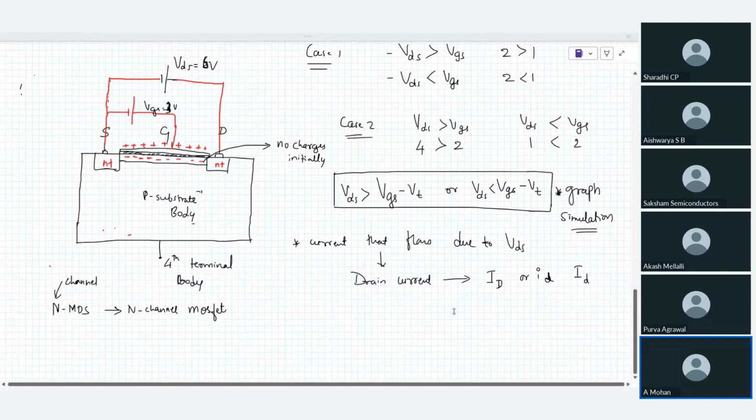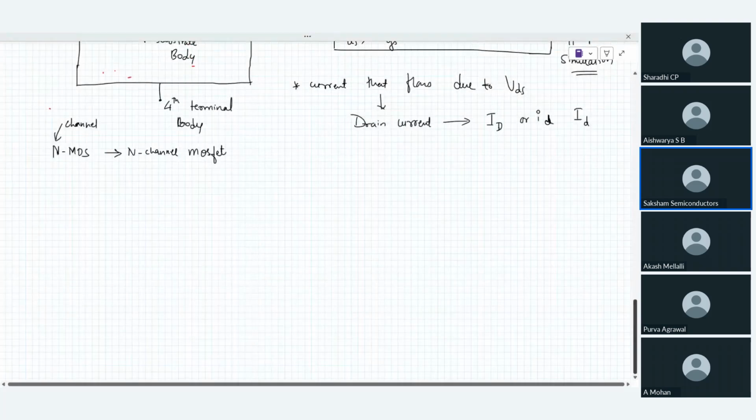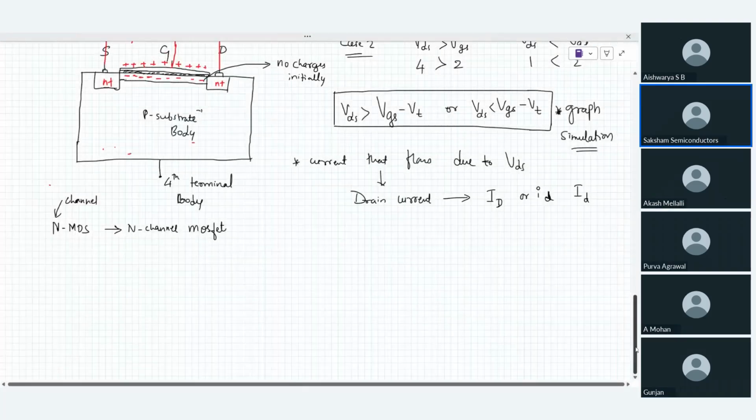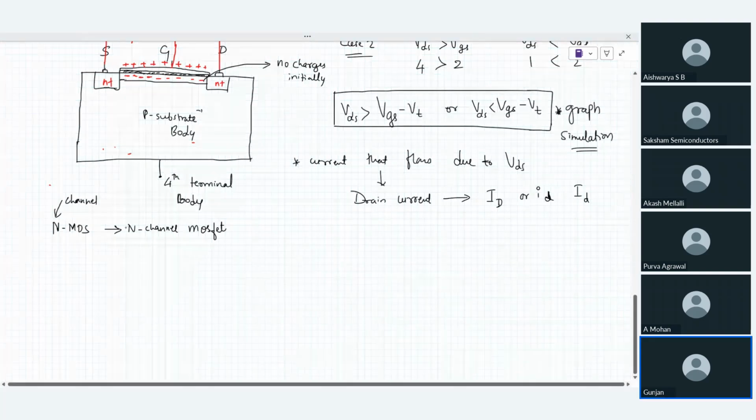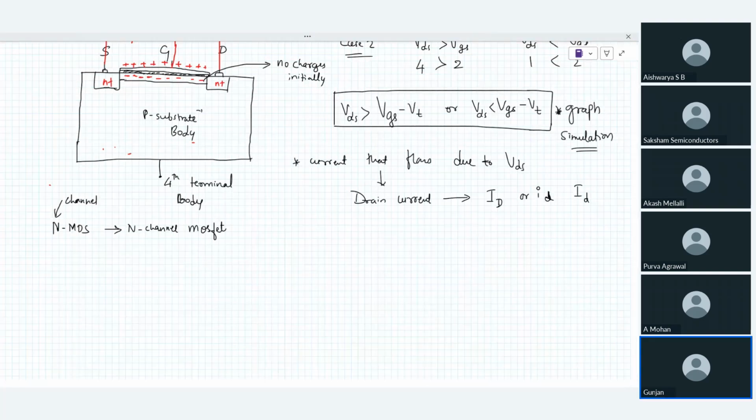An enhancement type MOSFET. And may I know the reason why? Because we have enhanced the channel by applying VGS which is greater than the threshold voltage. Exactly. There was no channel, and you have just enhanced the channel. You have just created the channel, and that's the reason this becomes an N channel enhancement type MOSFET.